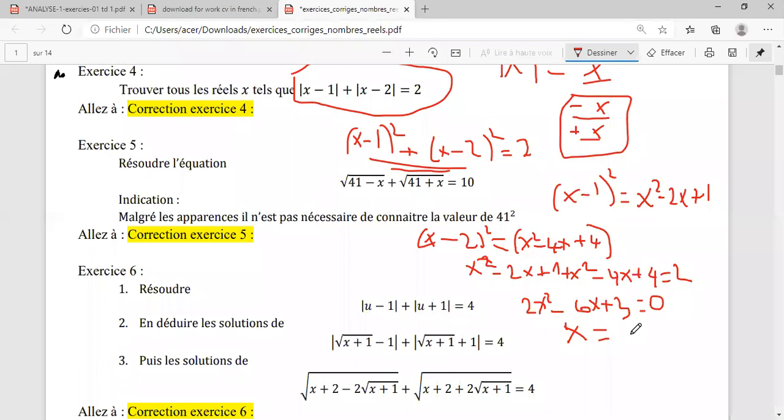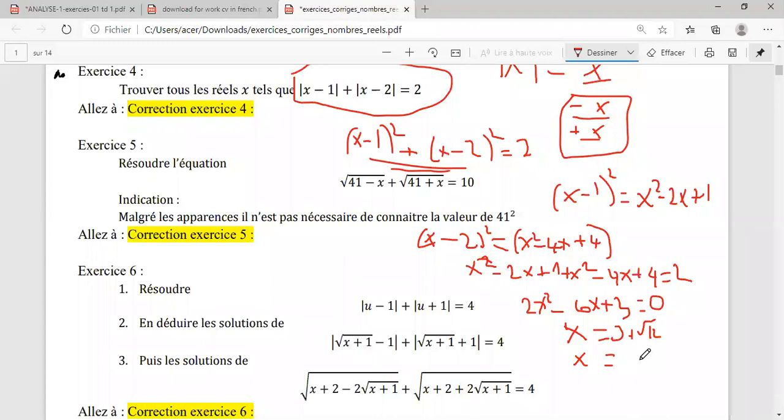I found 3 plus the root of 12. 3 plus the root of 12. And the other one? The other one is we're just going to change the sign, which will be 3 minus the root of 12.